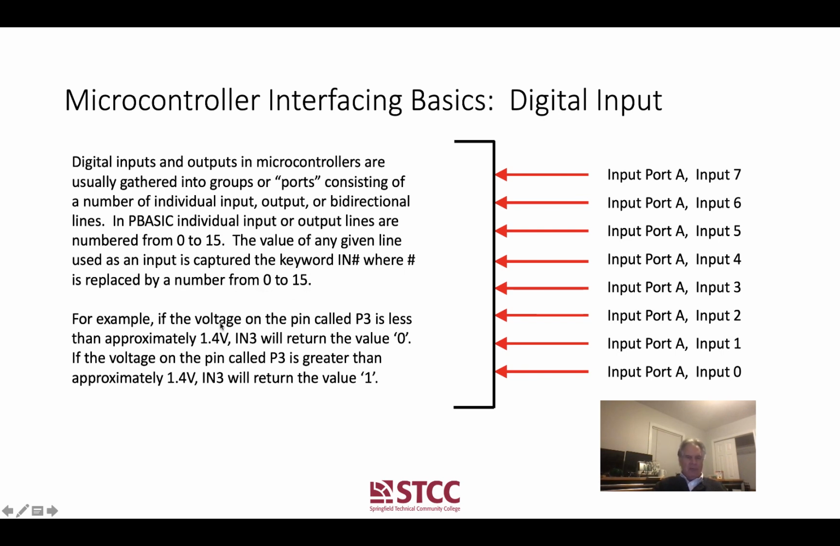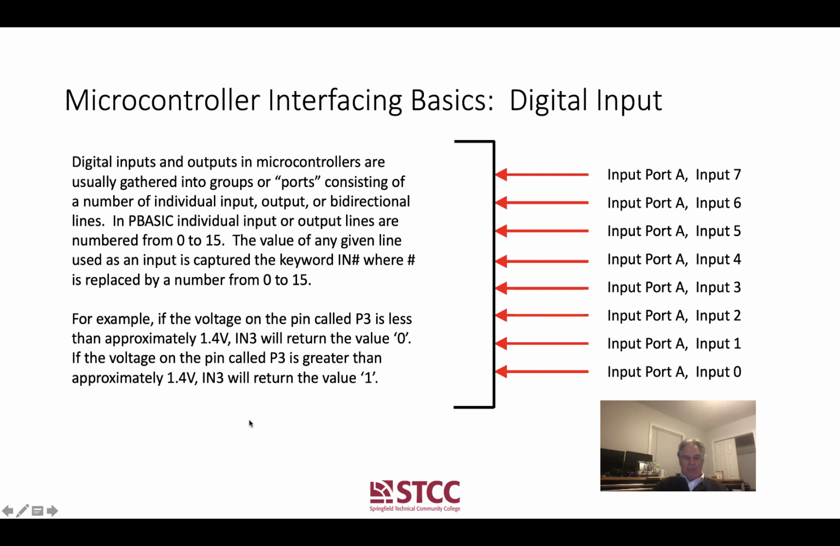So, for example, if the voltage on the pin called P3 is less than approximately 1.4 volts, in3 will return the value 0. If the voltage on the pin called P3 is greater than approximately 1.4 volts, in3 will return the value 1. So we don't really want to do too much playing around right in the area of 1.4 volts. We want to definitely be much greater than 1.4 volts to indicate a 1, and much less than 1.4 volts to indicate a 0.